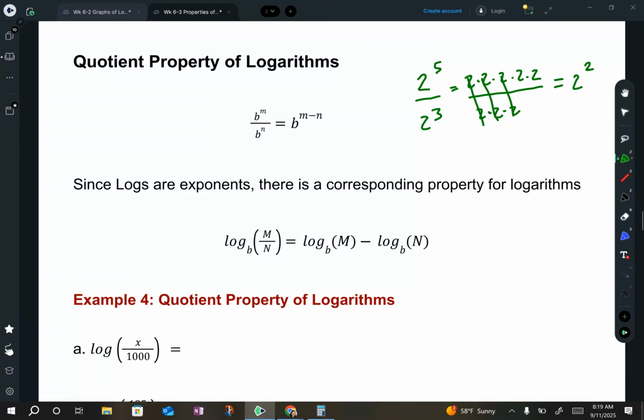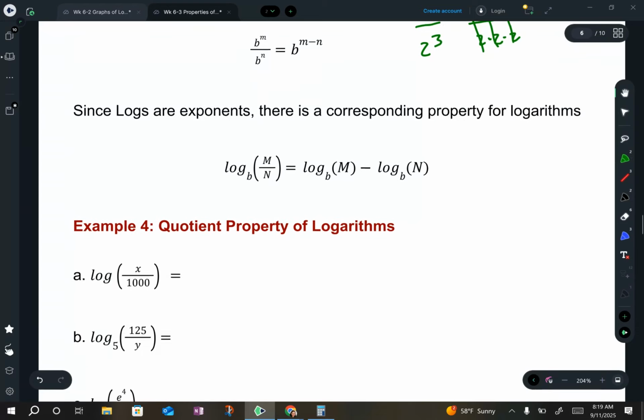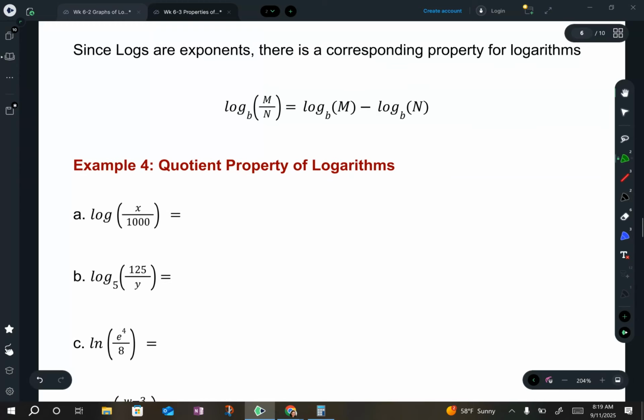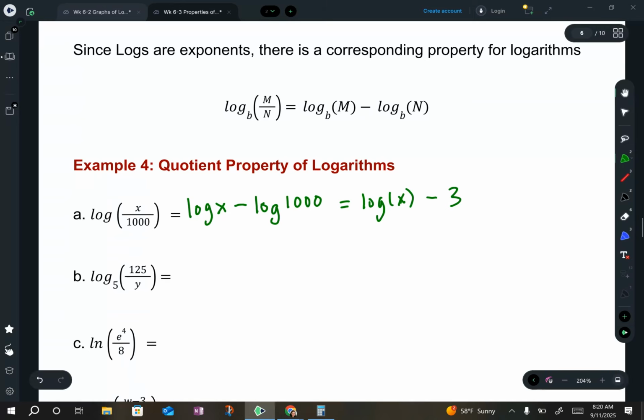If you have the log of a quotient, it's equal to the log of the numerator minus the log of the denominator. So let's practice using this quotient rule for logarithms. All right, so this is going to be log of x minus log of 1,000. Log x we can't really do much with, but log of 1,000 is 3 because 10 cubed is 1,000. All right, why don't you guys try the next 2 problems?